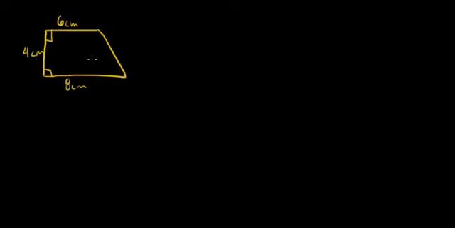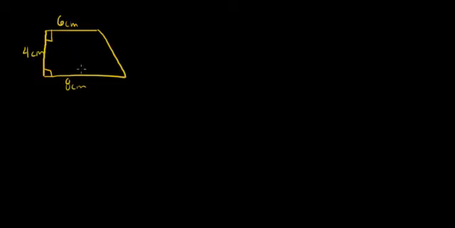For this lesson, let's take a look at the area of some combined polygons. For example, let's take a look at a polygon that looks something like this. If we label the sides of it, we're going to give it centimeters. And we're going to make these right angles.